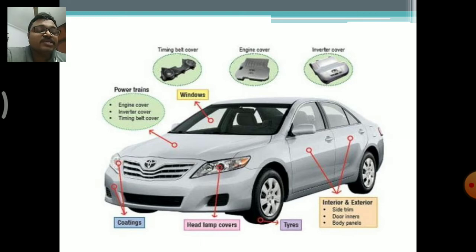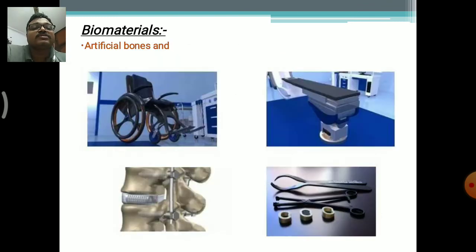Next, in recent transformation, these are being used in windows also. Lightweight and very hard glass doors are coming in the automobile industry, even bulletproof. So these windows are also manufactured by FGMs, that is functionally graded materials.